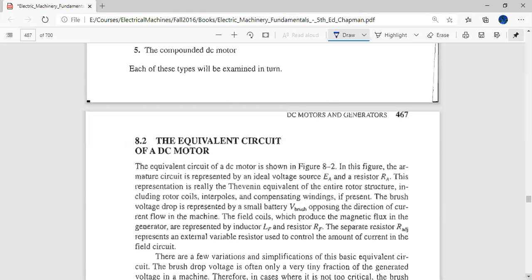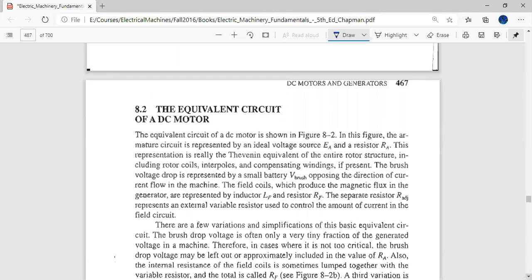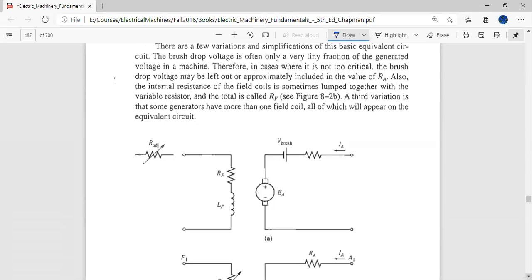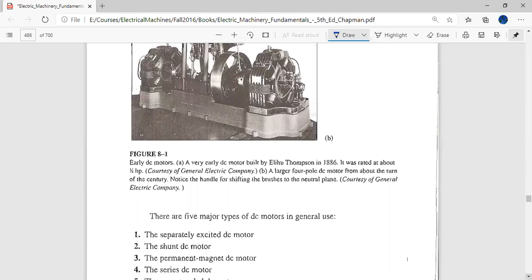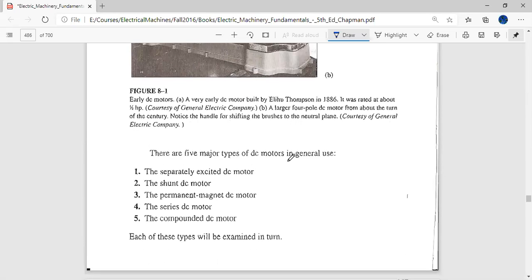You can see these machines in your toys. All of the toys of little children have small DC motors in them. Most of them are permanent magnet DC motors, and in larger DC motors, you may have to use electromagnets to have the B field. There are 3 or 4 types of DC machines, and we are going to do them in turn. First, we are going to do DC motors, and the DC generators are just the opposite of the DC motors, so we are not going to spend much time on them. These are the main types.